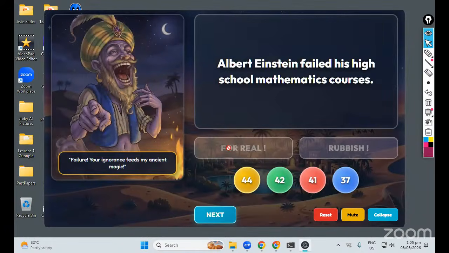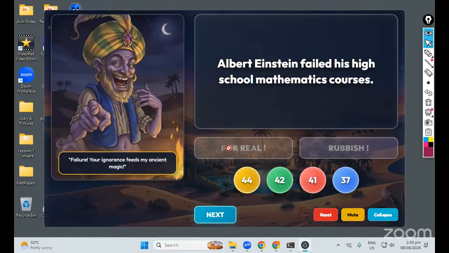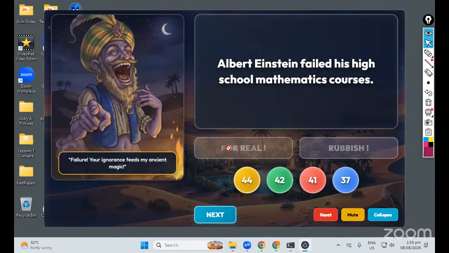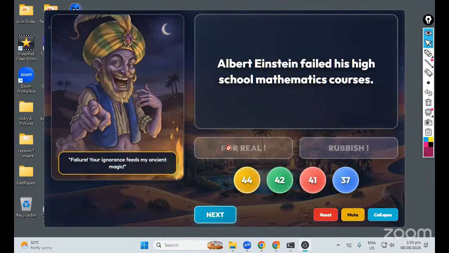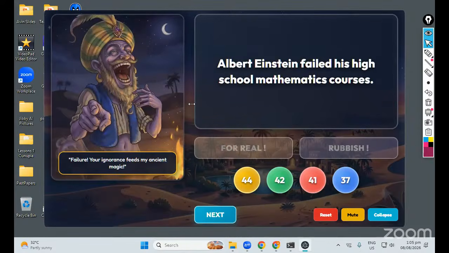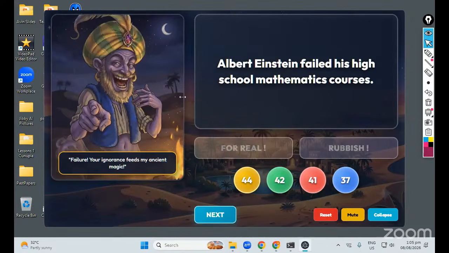All right, so where are the standings now? After the first round, yellow was last. But now yellow is first with 44 points. Green is second with 42. Red with 41 in third. And blue 37 in last place for now.